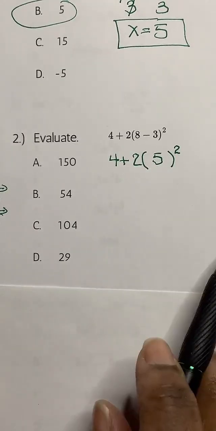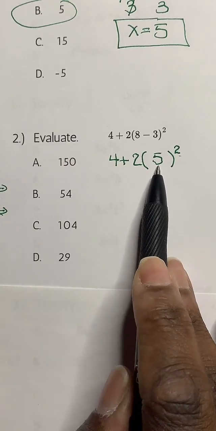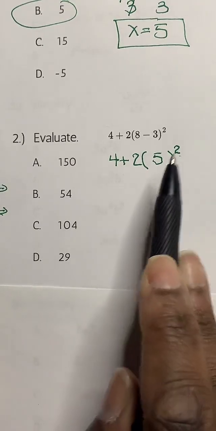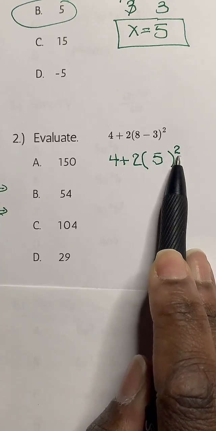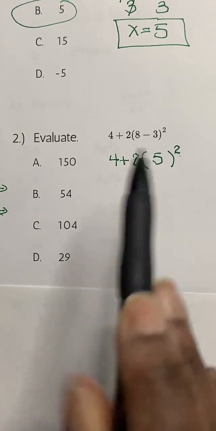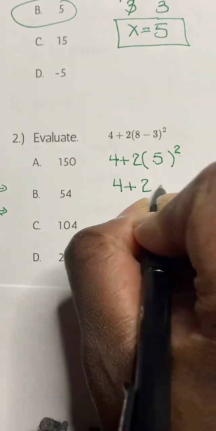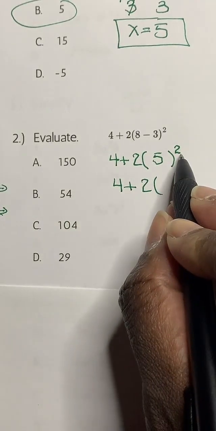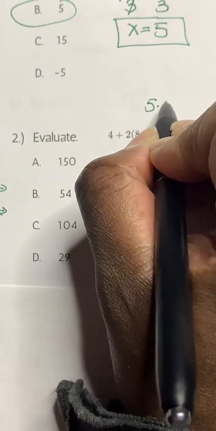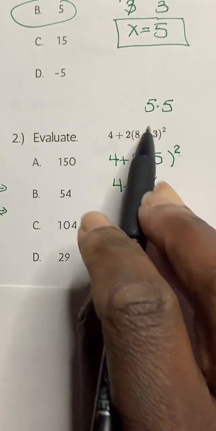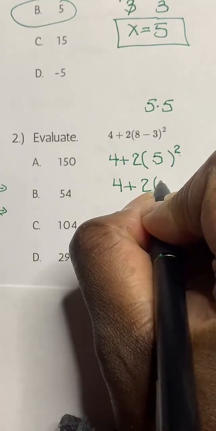Okay, what is actually being raised to the second power? It's not 2 times 5 and then we're squaring it. What's actually being raised to the second power is going to be our 5, just the 5. So that means we have 4 plus 2 times 5 squared. Now 5 squared is not 10. 5 squared is you are multiplying that base of 5 to itself 2 times. So 5 times 5 gives us 25.